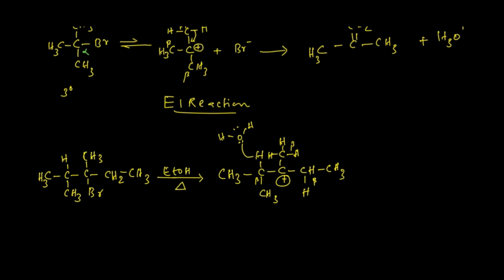Now if the proton is abstracted from this one, the double bond will come like this. I put this as pathway A. Then what will we get? We will get this one, like this.